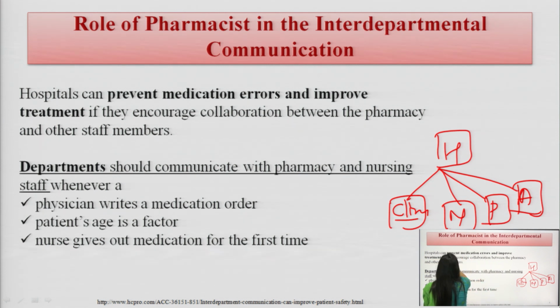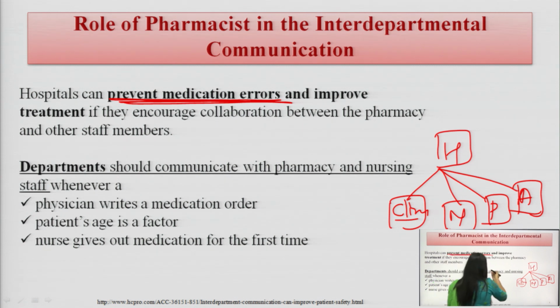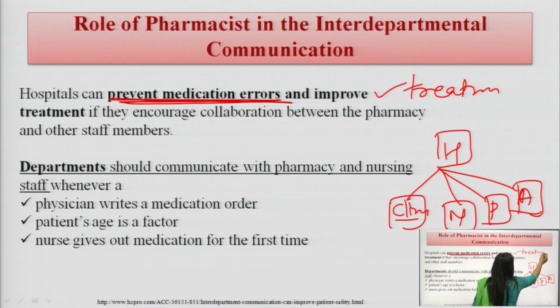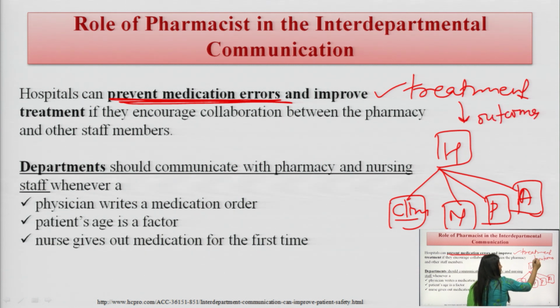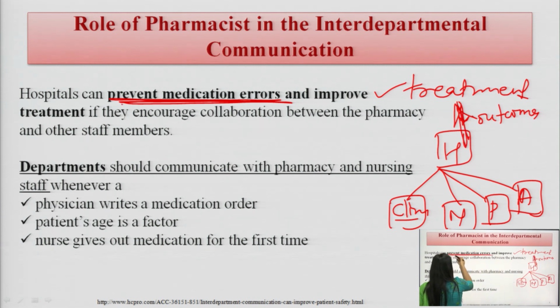So see, hospitals can prevent medication errors. This is the main point we want to achieve, to reduce medication errors and improve the treatment. Why improve the treatment? Of course, to increase the outcomes. So for all these points, to prevent medication errors, improve treatment strategies or increase outcomes, it is very important to work in a team.